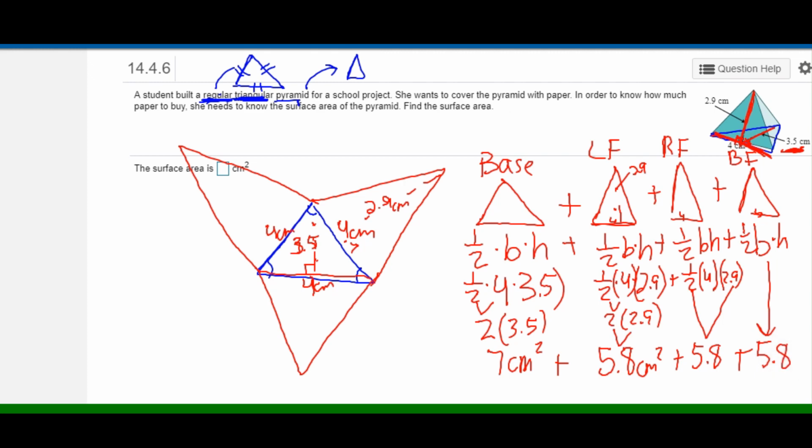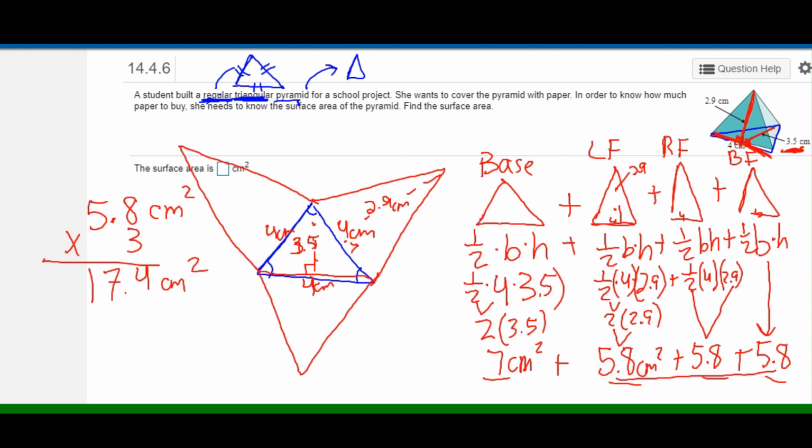So now I can add the area of all of my faces, and that'll be the surface area, the area of the surfaces. So I have 5 and 8/10. Now I see that I have three lateral faces with the same area, so you can just multiply this by 3. Remember, multiplication is repeat addition. So once I do that, I'll end up with 17 and 4/10 centimeters squared. Then I need to add 7 centimeters squared to that.